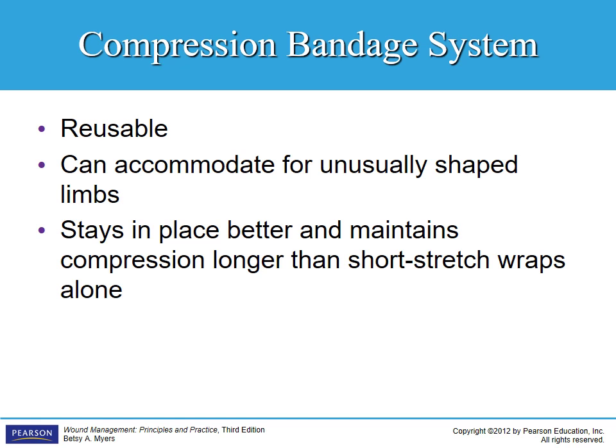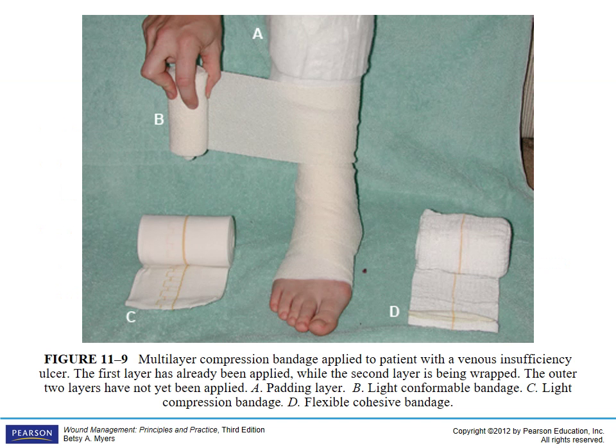So when you use a multi-layer system, it does stay in place better. So this is a multi-layer compression bandage. A that you see right here is the padding, like cast padding. So you're padding the leg with A. Then B is a conformable bandage. This again is also used for wrapping the padding.